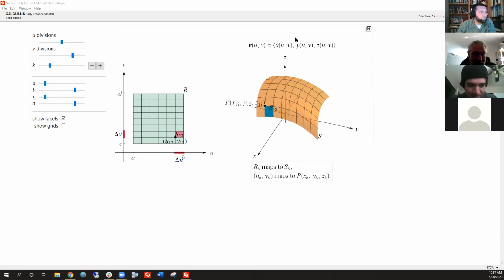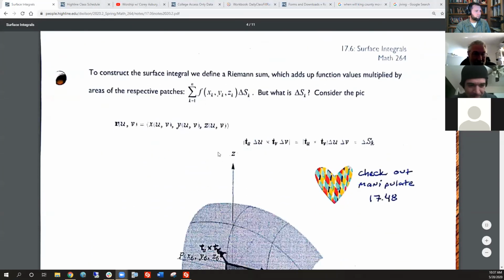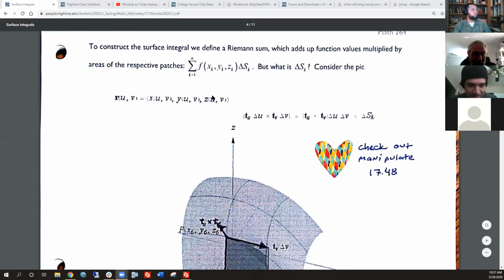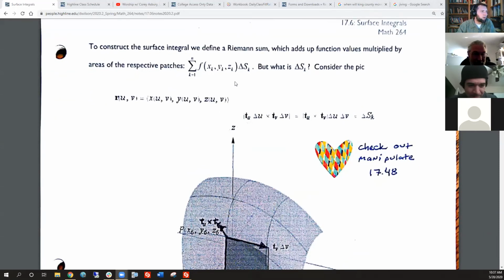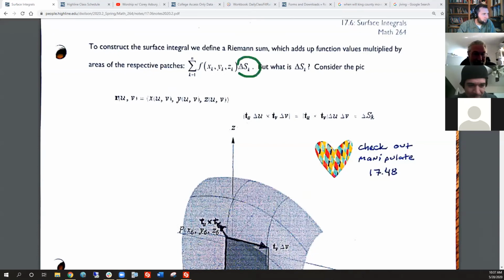Very good. All right, so what are we going to do with this? Well, we're going to play a clever little game. To construct the surface integral, we are going to define a Riemann sum which adds up function values, maybe the temperature at a point, multiplied by the area of the respective patches. You've got to be a little bit careful here. Notice there's a delta S.